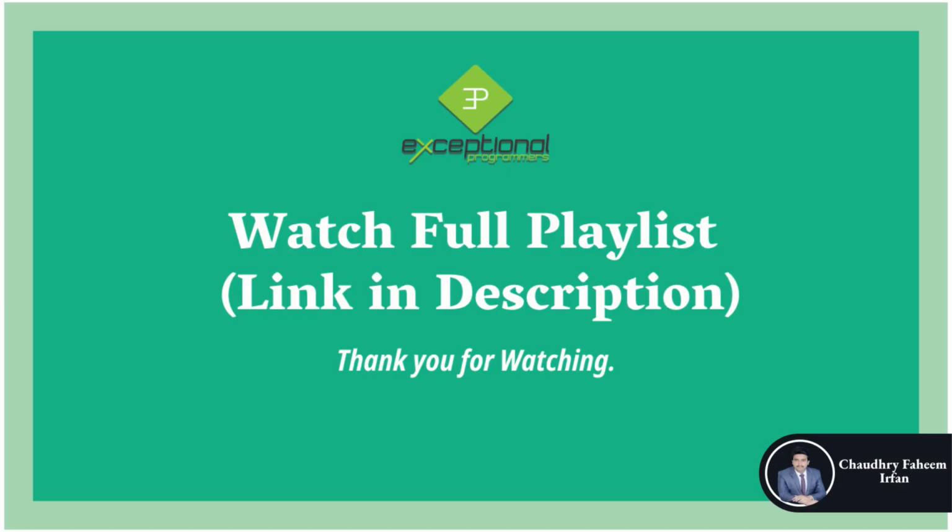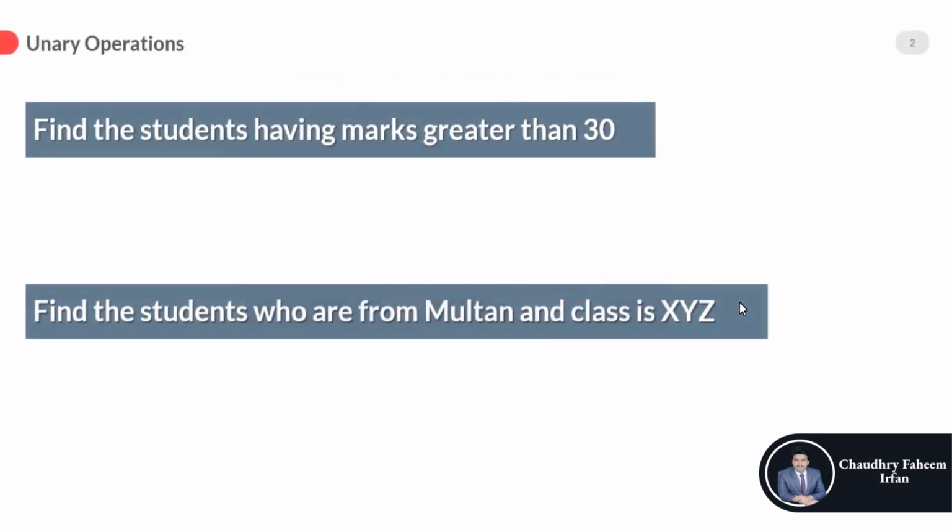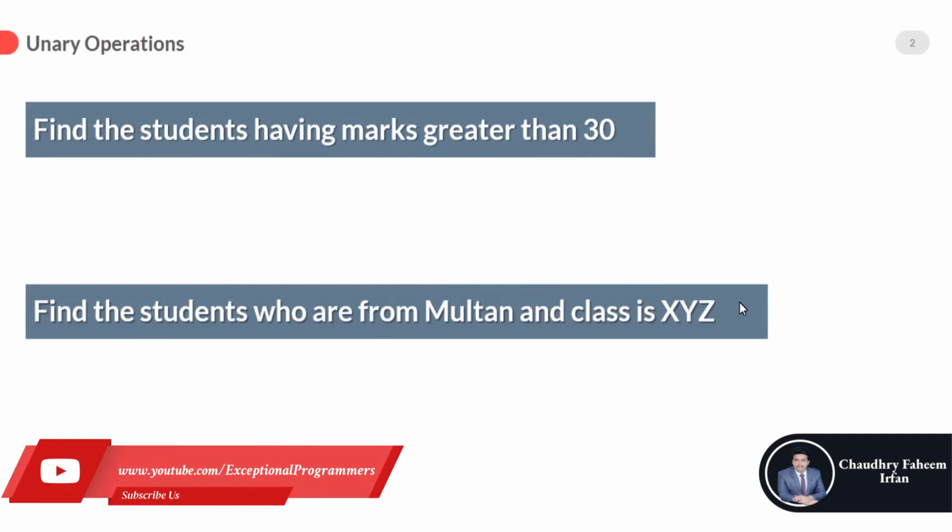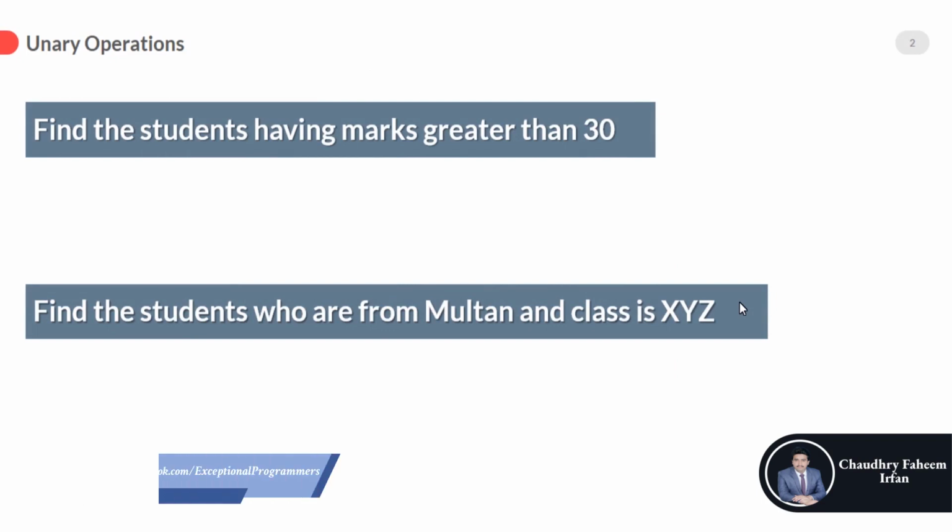Welcome to this lecture. In this lecture we are going to learn examples of unary operations. So the examples are: find the students having marks greater than 30. So what will be the solution?